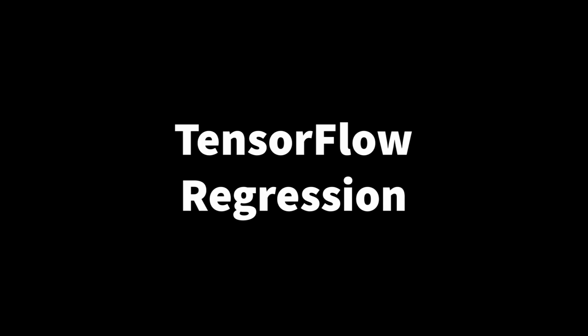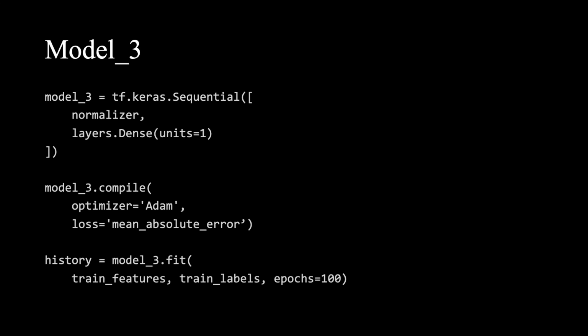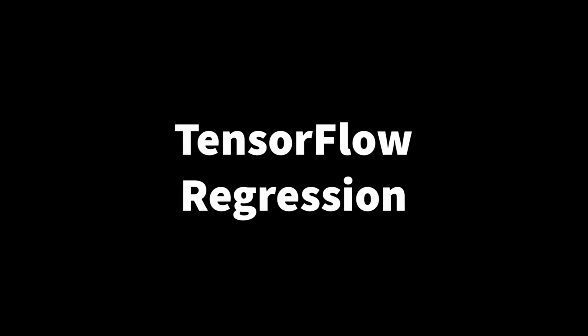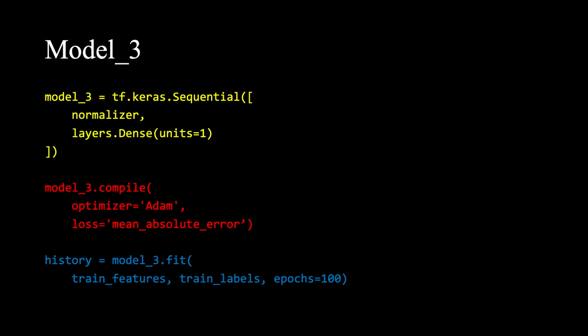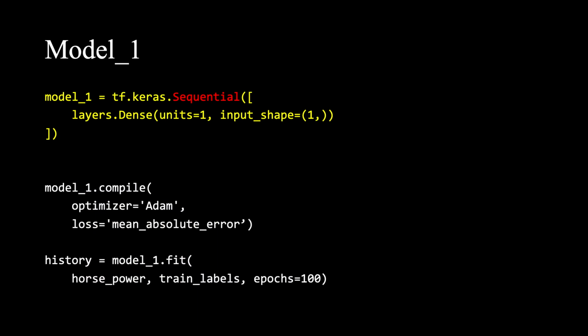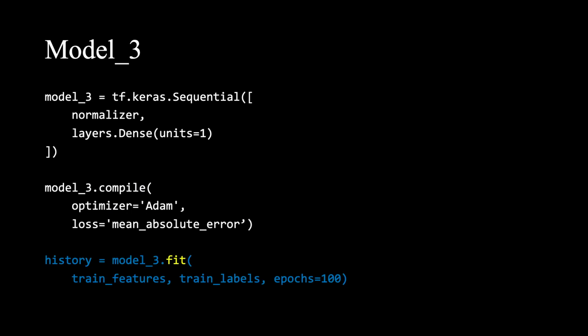I'm going to show you 4 TensorFlow regression models which are different but look very similar. This is model 1, model 2, 3, and 4. It was fast. Don't worry, you'll understand everything. The first thing we can notice is that every model consists of 3 sections. This is the first section. The keyword here is sequential. The second section, the keyword is compile. The third section, and the keyword is fit.